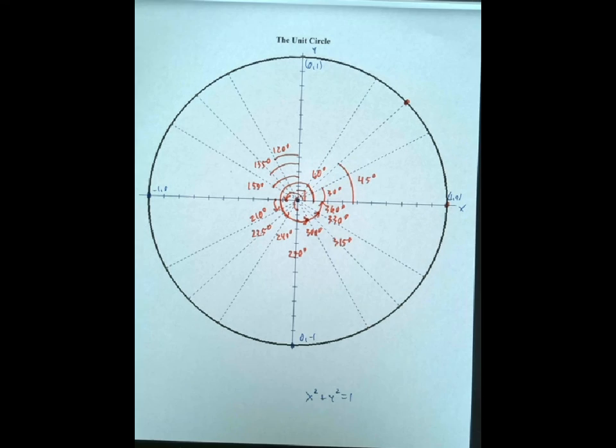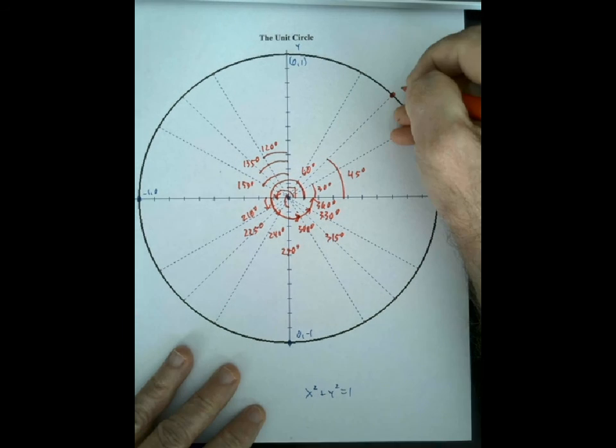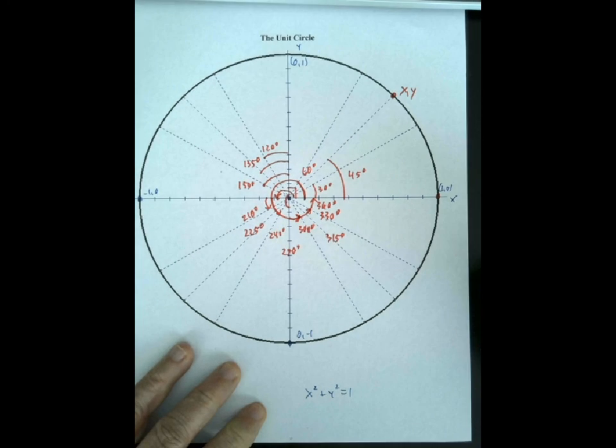That's 360 degrees. That is the same point, right? Okay, more about that later. But what we want to concern ourselves with here is this point right there. Okay, that x, y point. What is that point?